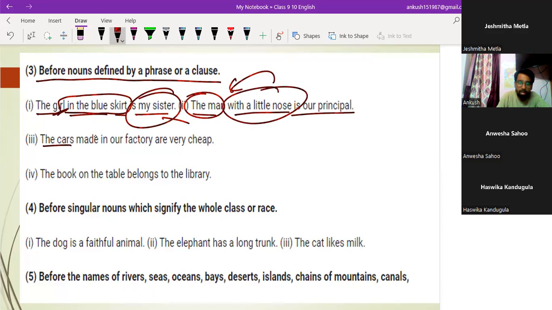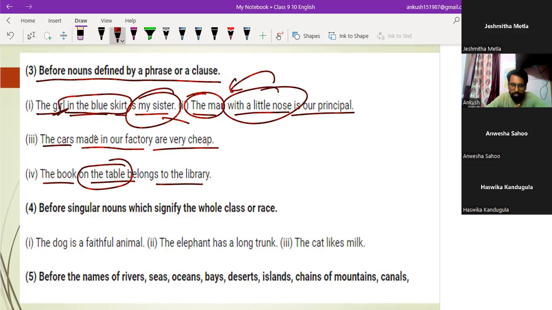The cars made in our factory are very cheap. The book on the table belongs to the library. Okay, on the table. They belong to what? To the library. So they use the because they are talking about a particular thing, a particular noun. The phrase is indicating the particular noun. Are you getting it?